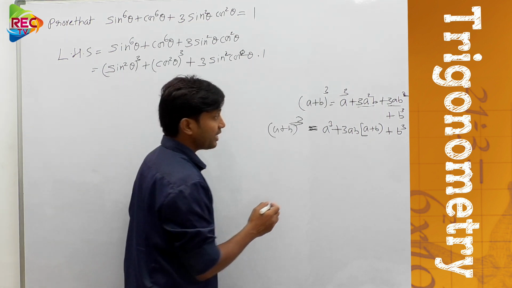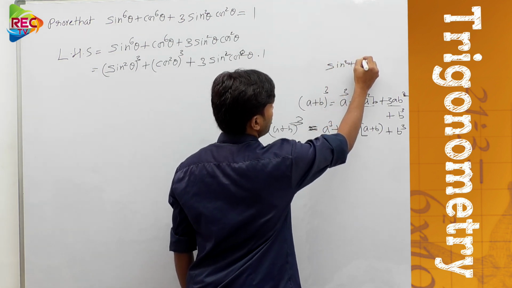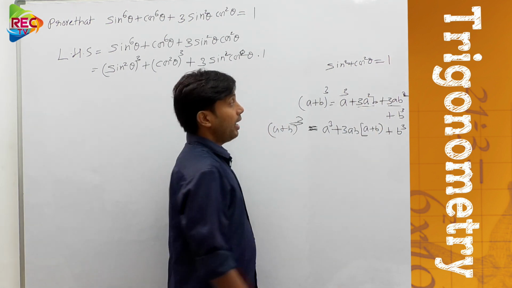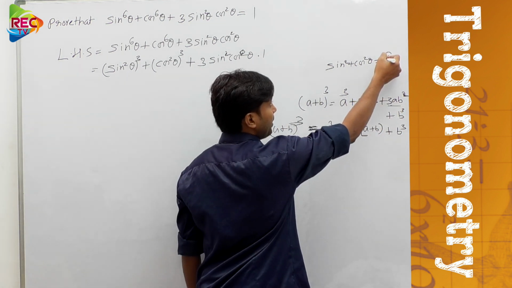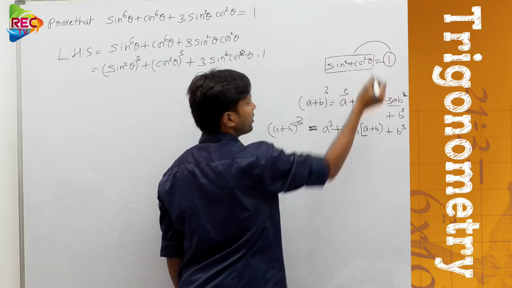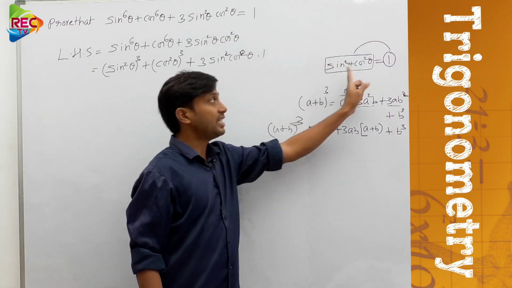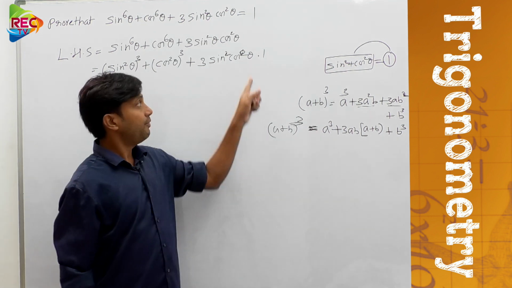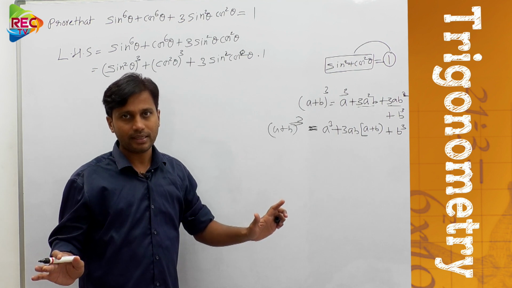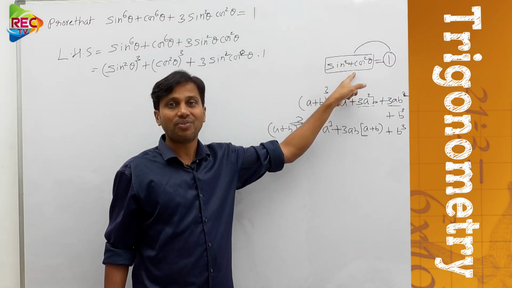Now from the basic trigonometric identity, sin square theta plus cos square theta is equal to 1. So in place of 1, we can write sin square theta plus cos square theta. When I write that into 1, it remains unchanged, so there is no effect of 1 over there. So 1 can be written as sin square theta plus cos square theta.